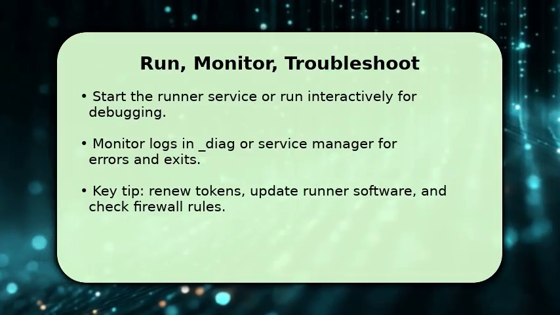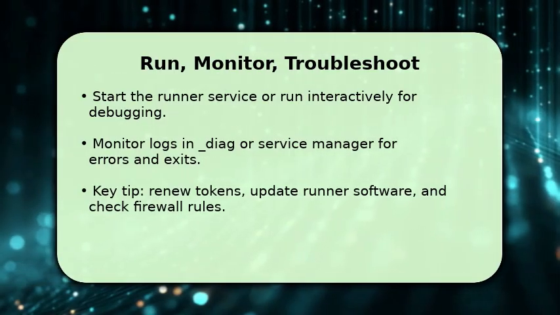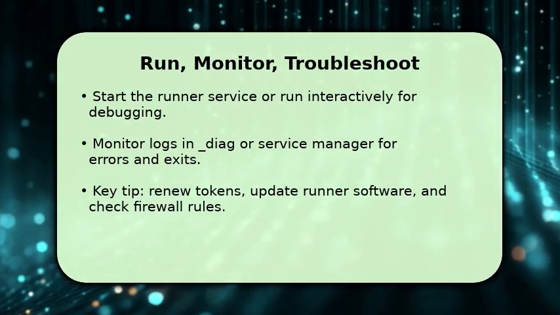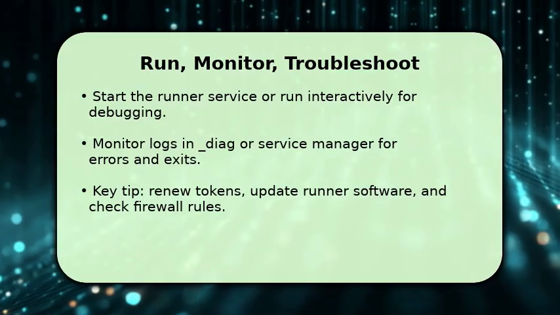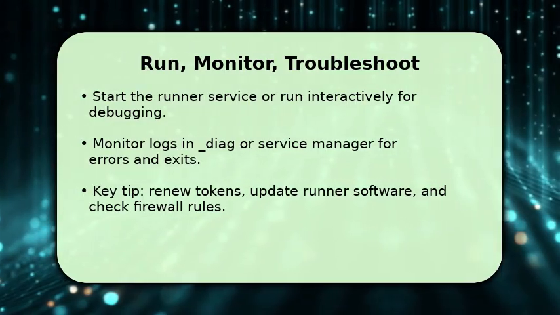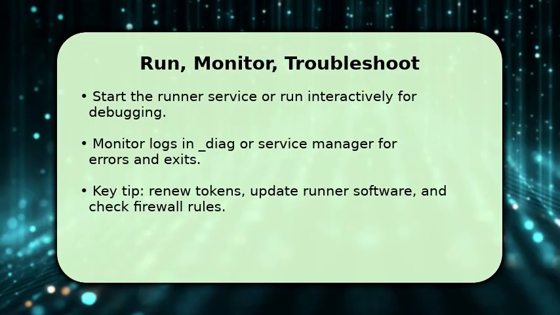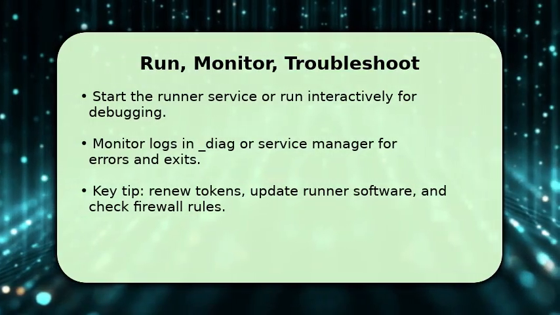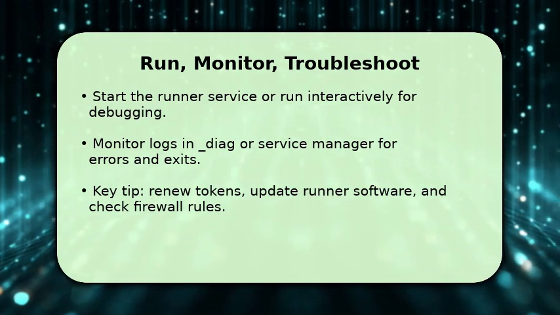Monitor the runner logs in the diag folder or via your OS Service Manager to catch failed steps, network timeouts, or canceled jobs. If jobs don't start, renew the registration token, update the runner package, and verify firewall or proxy rules. This one step resolves most connectivity and authentication failures.